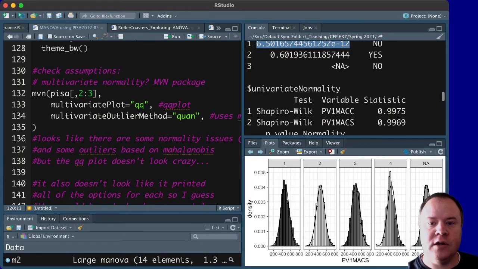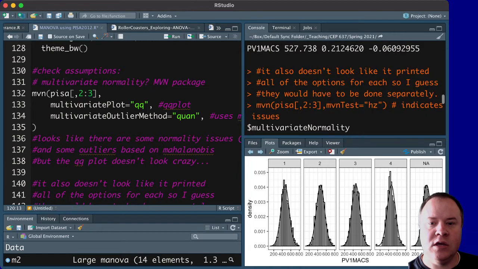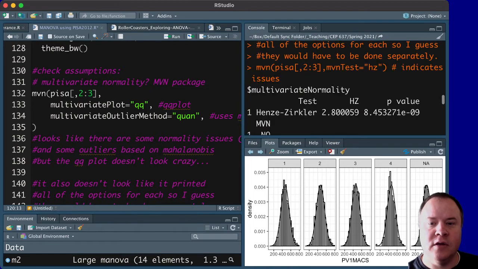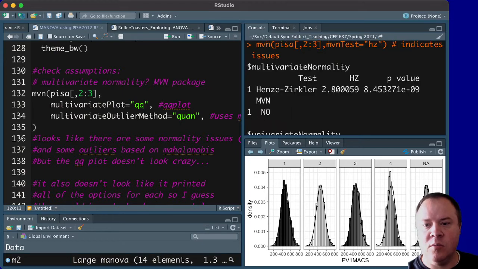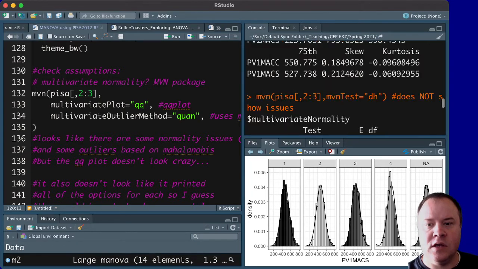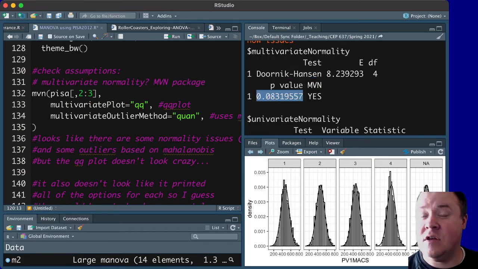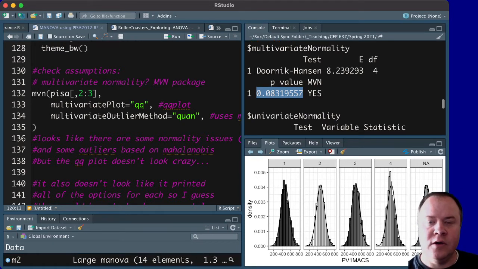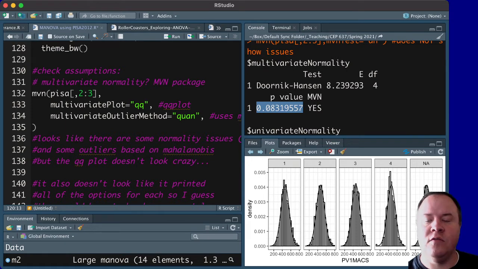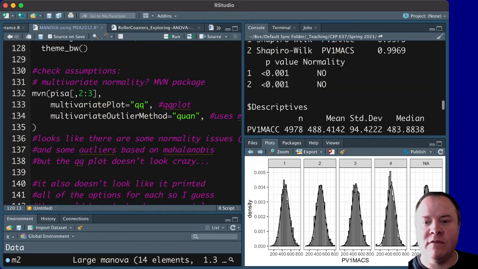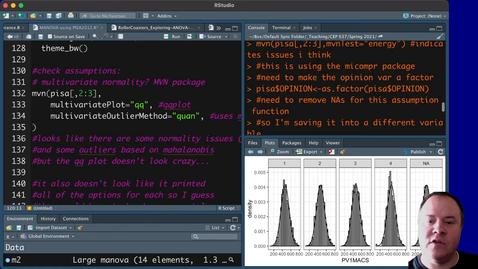However, we can also run the other tests that are in there. So the Henze-Zirkler p-value is also very small, indicating issues with normality, whereas the Doornik-Hansen is not telling us that there's an issue, that it probably is normally distributed at the multivariate level. So we have one test telling us that there are no issues, and two tests telling us that there are, and histograms telling us that it looks like there are not, at the univariate level at least. So we would have to make a judgment call there using the full information.